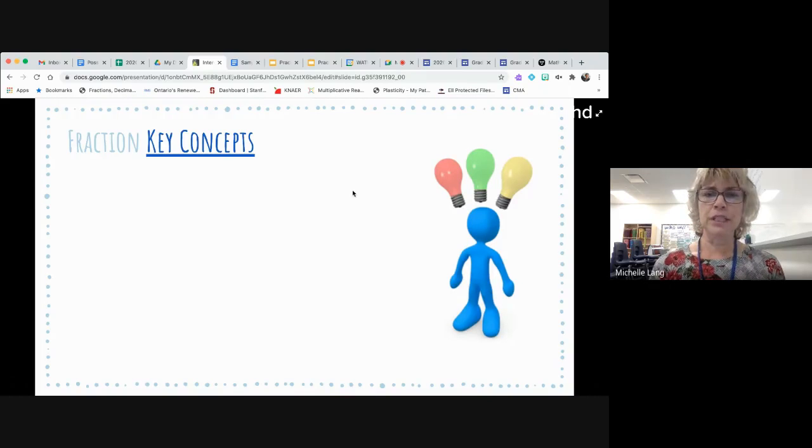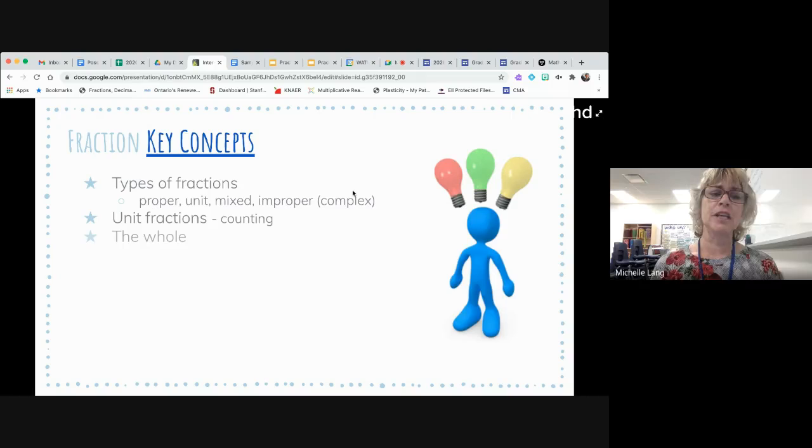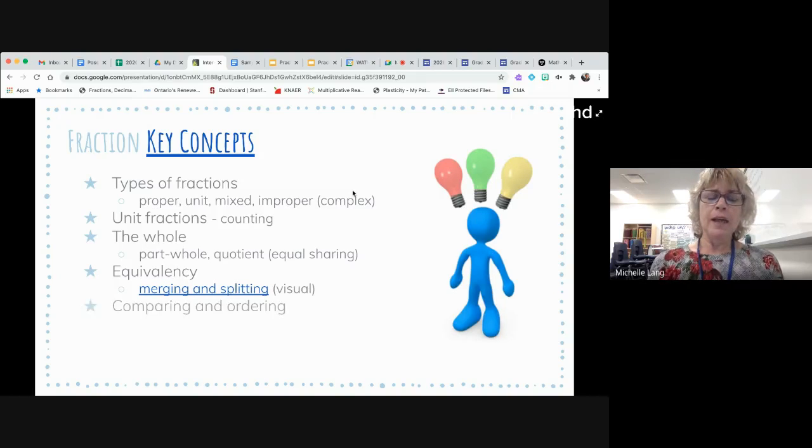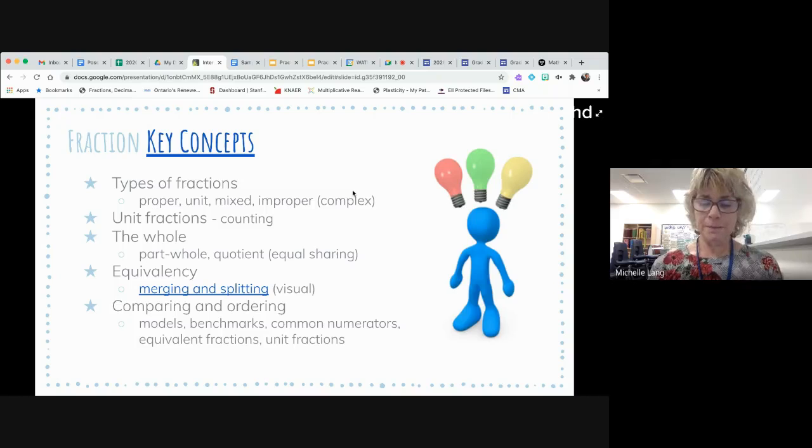There are several key concepts for fractions, and most of these arise throughout the late primary and junior grades, so that by grade 7 and 8, our students have already been exposed to these. That doesn't mean that they are fully confident with them, but they've at least been exposed. So: the types of fractions, unit fractions, an understanding of the whole, equivalency, comparing and ordering. And then our focus today is on operations.